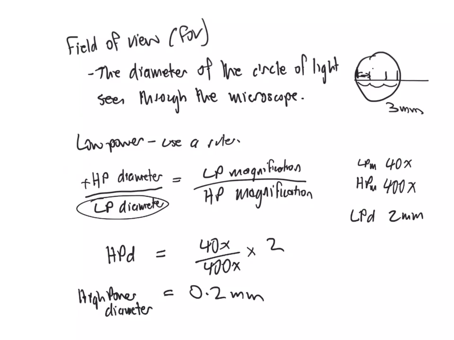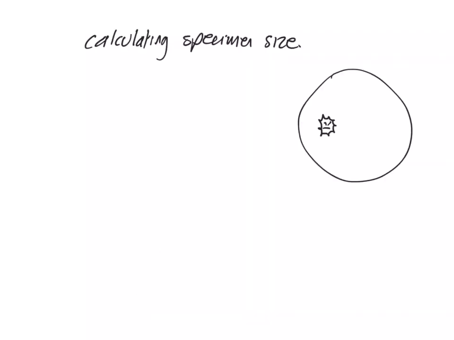So the last thing I want to show you is how to calculate the size of a specimen. Now, if we know our field of view, so our field of view here was 4 millimeters, we just basically need to look at how many specimens could fit across the field of view. So with this little guy here, we need to make an estimate of how many of these we could fit across. So I reckon we could do 1, 2, 3, 4, 5.